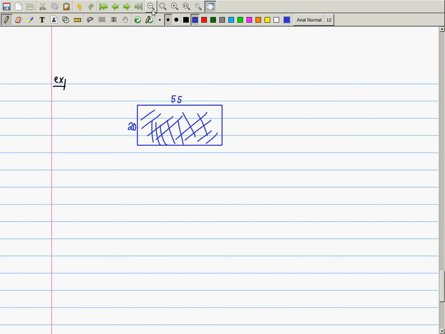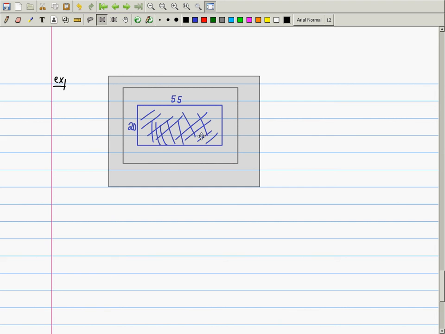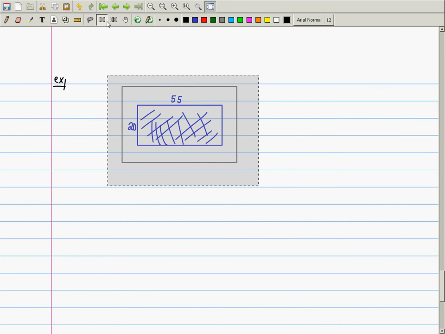Okay, so now let's draw the concrete. We'll do it in gray. Concrete is gray. Oh, I forgot to press the rectangle button. Okay, so it says that there's concrete around the pool, and it's uniform width. What does that mean, uniform width? It's the same everywhere, right?